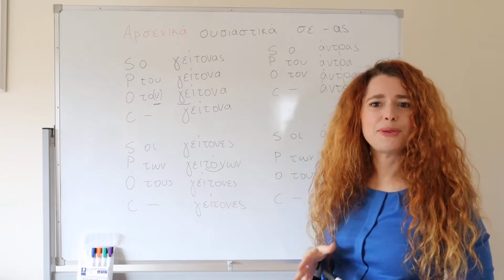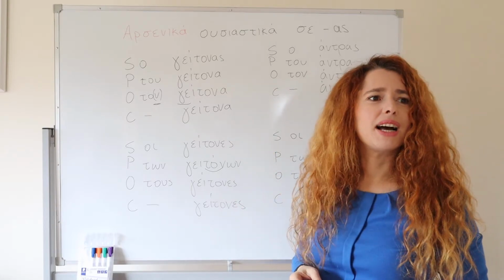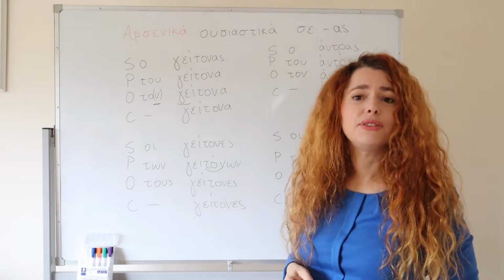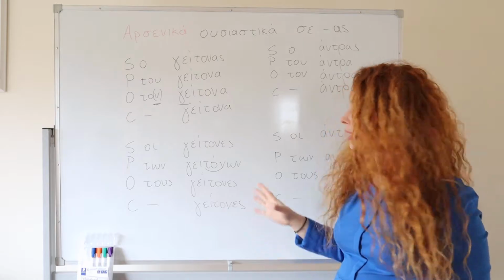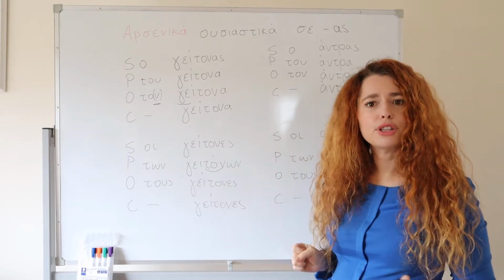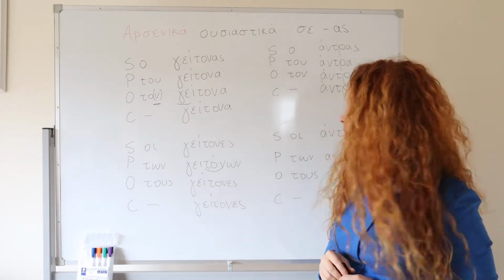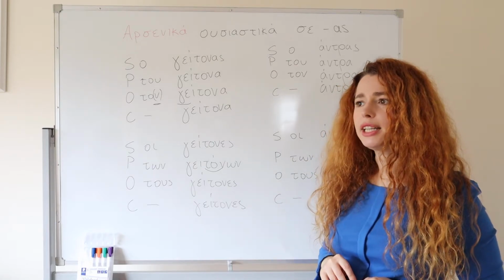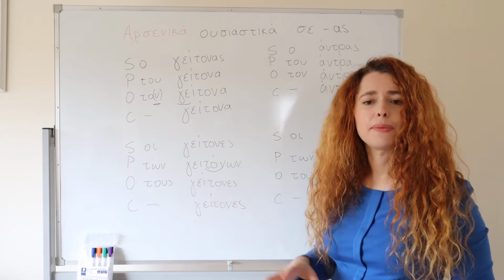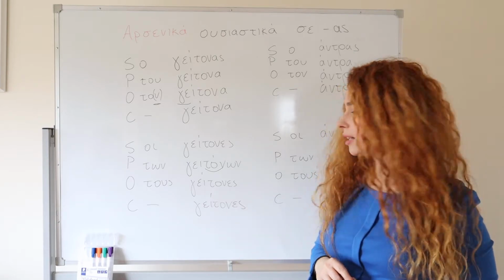Γείτονα, neighbor, when we're calling him. Γείτονα, ξέχασες τα κλειδιά σου εδώ. You left your keys here. Οι γείτονες, it's the plural. Οι γείτονες έχουν 2 σκύλους. The neighbors have 2 dogs. Των γειτόνων, of the neighbors. Τα αυτοκίνητα των γειτόνων είναι μεγάλα. The cars of the neighbors are big.